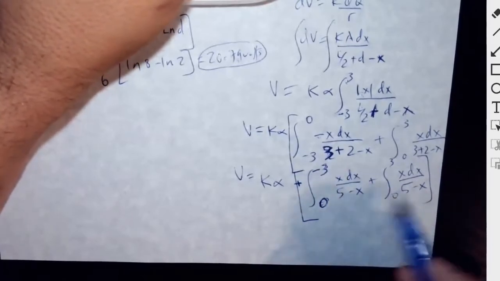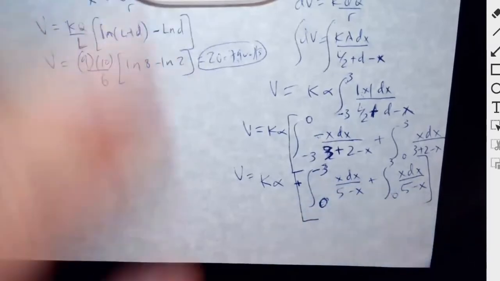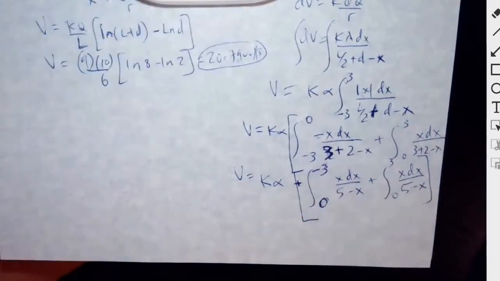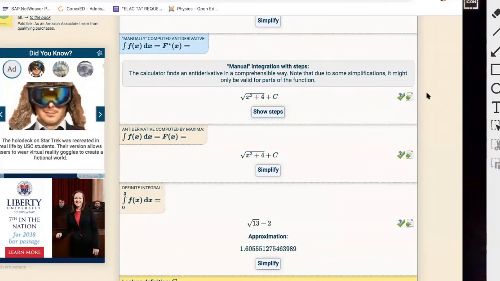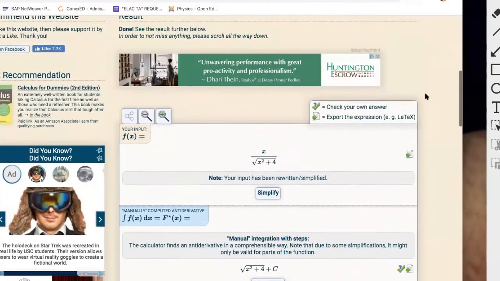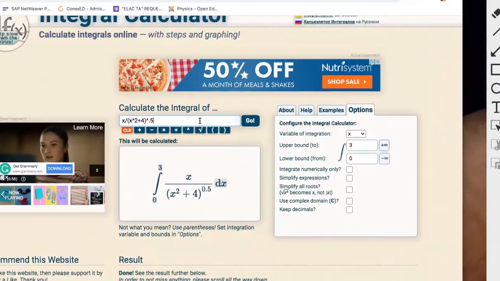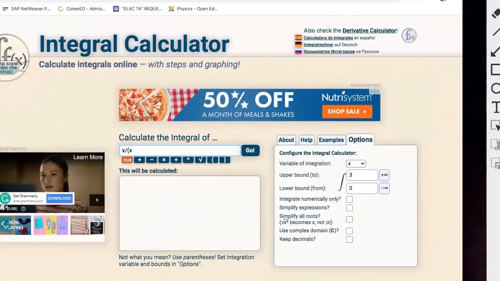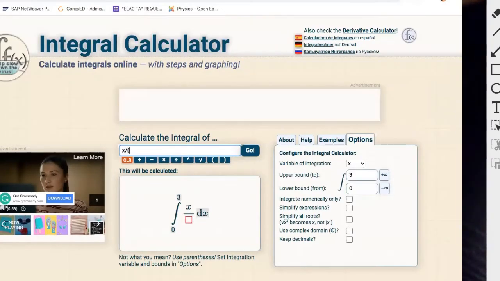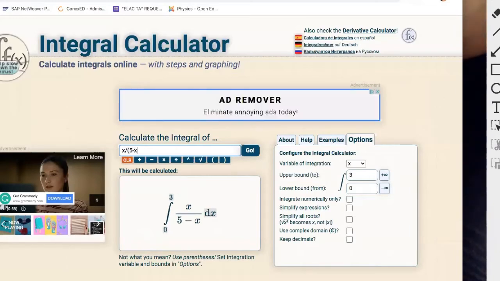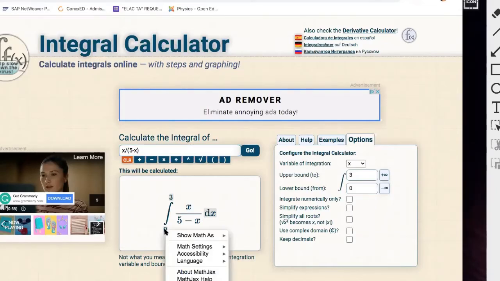We can't combine these, right? Yeah, we can't combine them. We got to do two separate integrals. Okay, so let's go to the rule. x over 5 minus x. Okay, from 0 to -3.